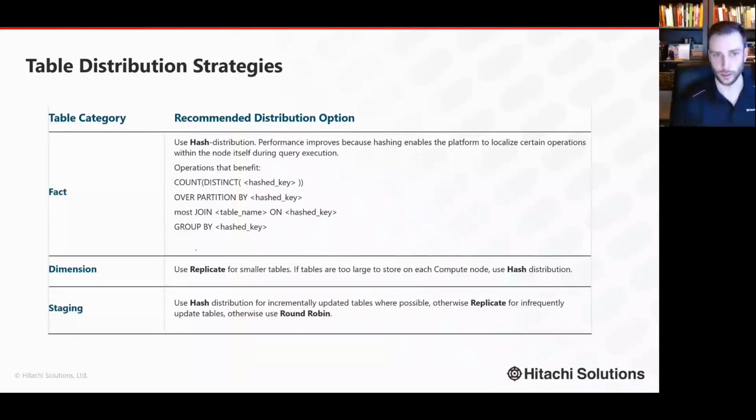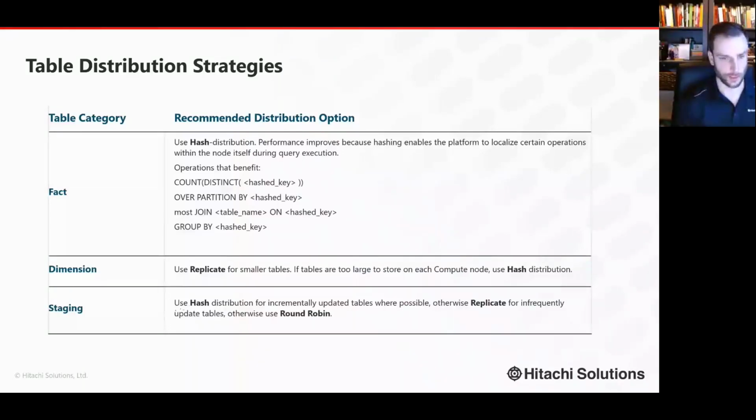So for facts, always look for a good hash distribution candidate, and also try to align that with the most expensive data movement of your source tables. So try to align the largest source table hash distributions and the target fact table you're landing data into. For dimensions, use replicate for smaller tables. If too large to store in each compute node, use hash distribution. Replicate will essentially allow that, when you're ad hoc joining facts and dimensions, it doesn't need to move dimensions around just to perform those joins.